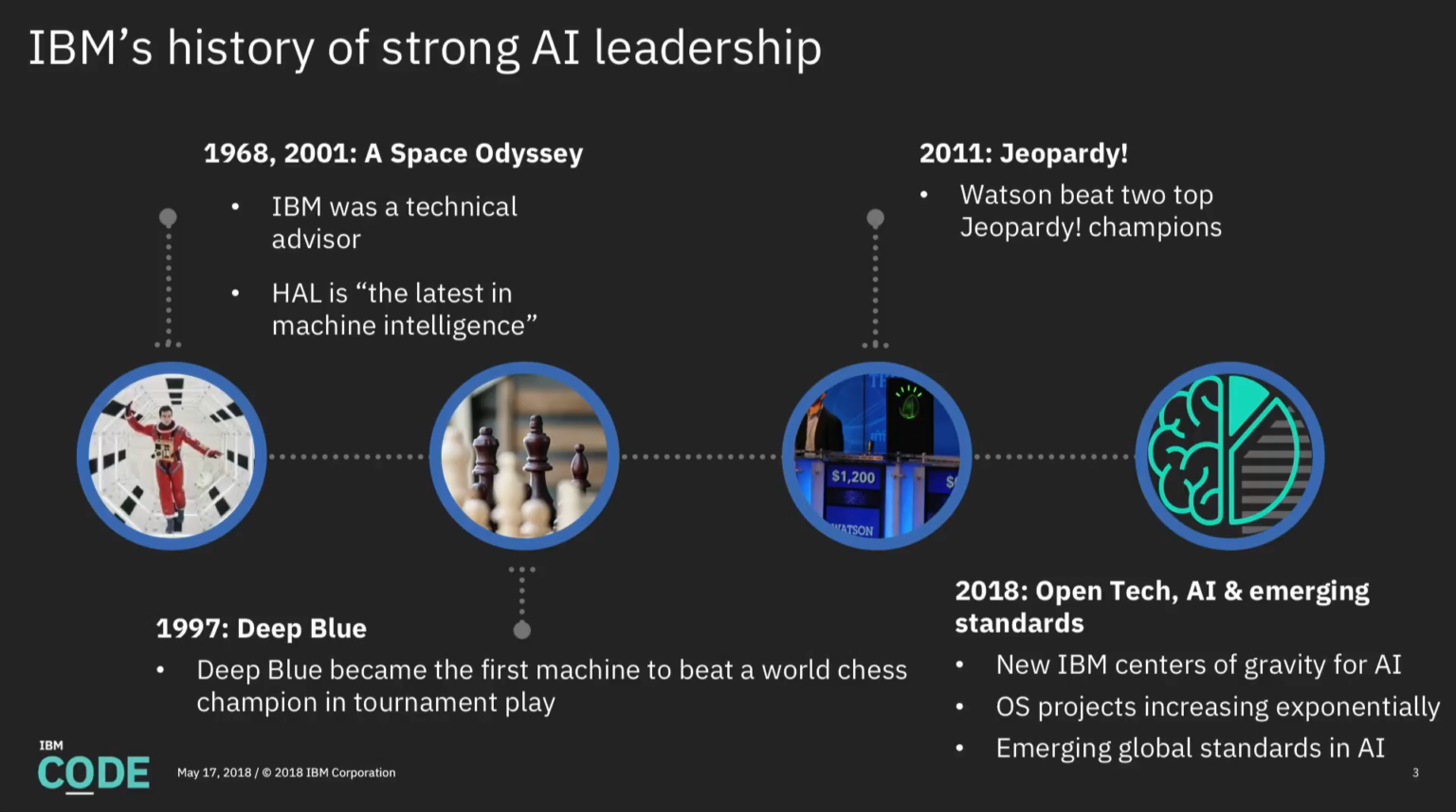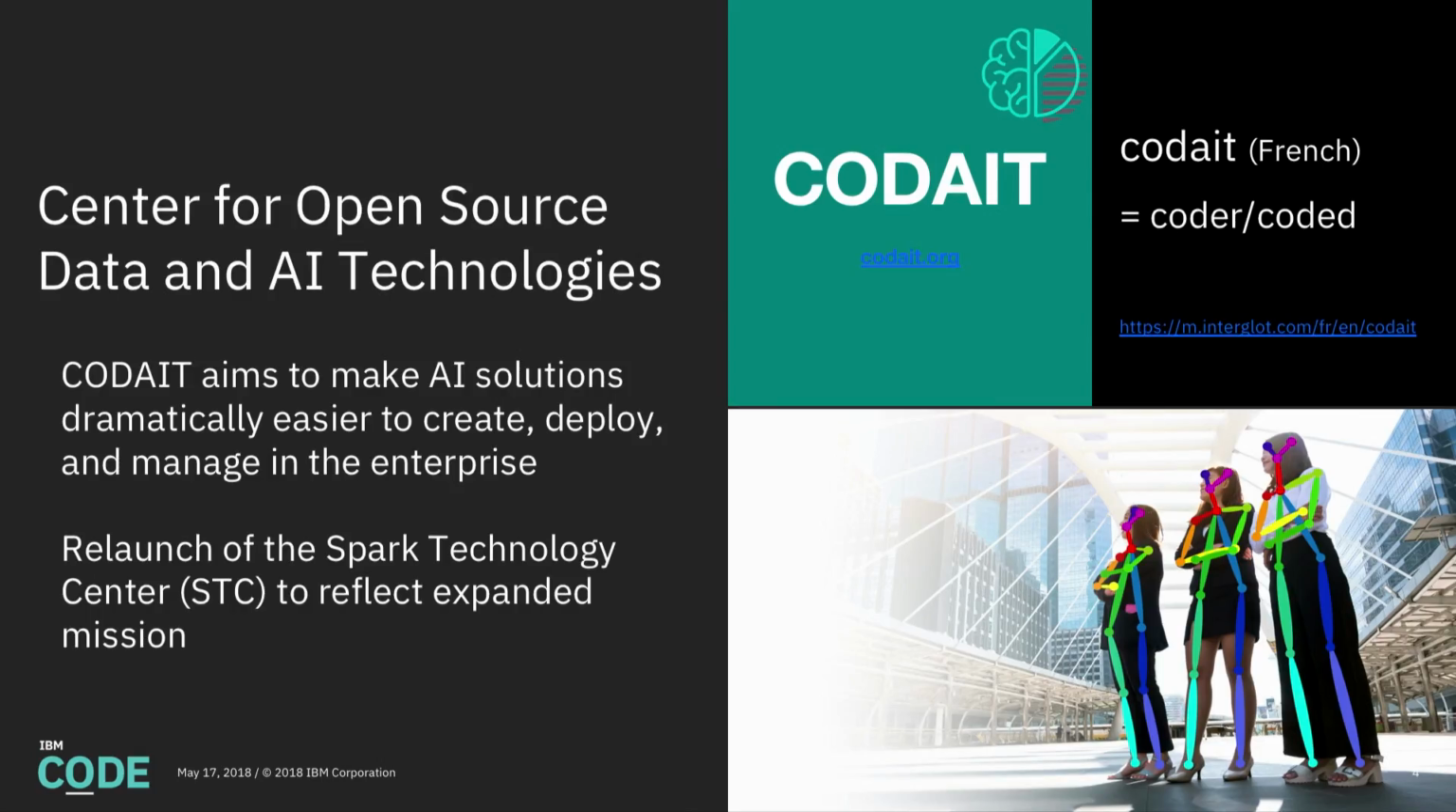The bottom line is we are doing a lot of work to enable that entire life cycle. This is what we're known as, the Center for Open Source Data and AI Technologies. Everything that we do is out in open source, so I would highly recommend you check out the projects there, and please reach out, and we can collaborate in open source. As I mentioned, it's a relaunch of the Spark Technology Center.